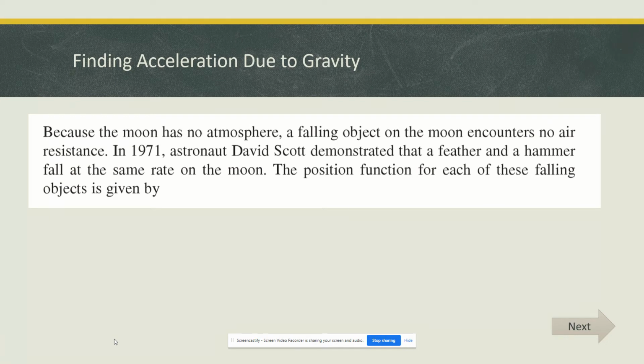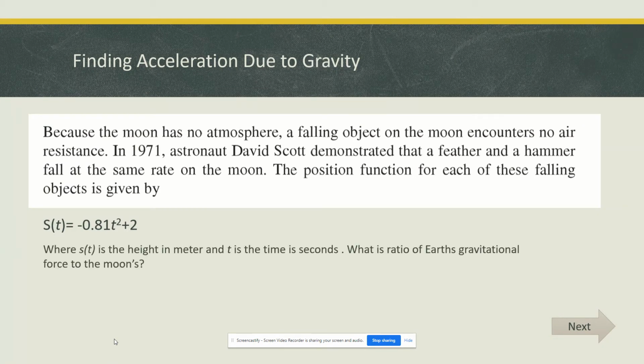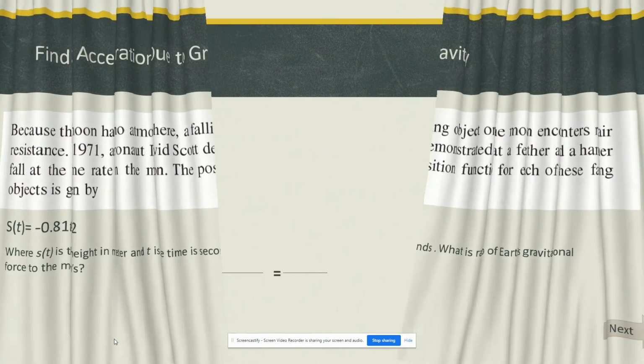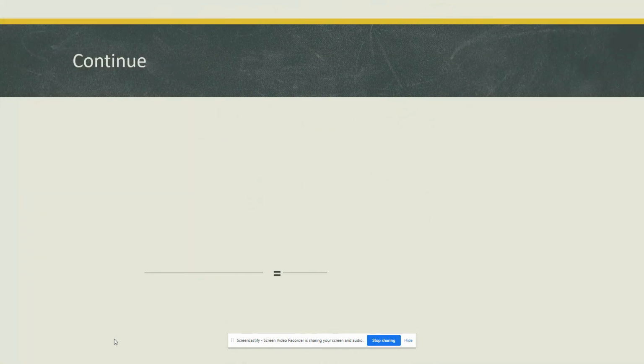and so the position function for each of these falling objects is given by s(t) = -0.81t² + 2, where s is the height in meters and t is the time in seconds. What is the ratio of Earth's gravitational force to the moon's? To solve such a question, first we would have to get the acceleration, and to find the acceleration we would have to differentiate the position function twice.